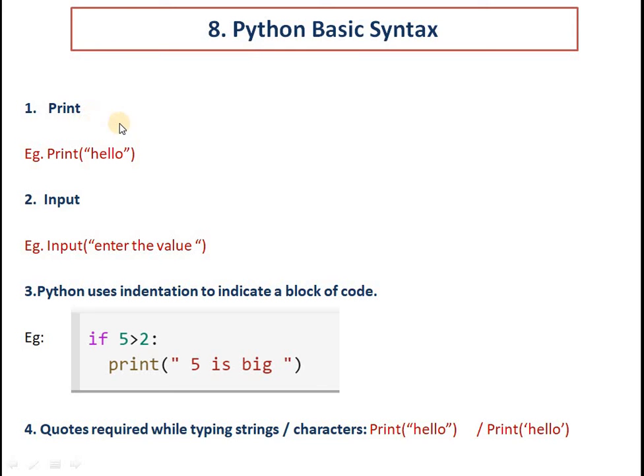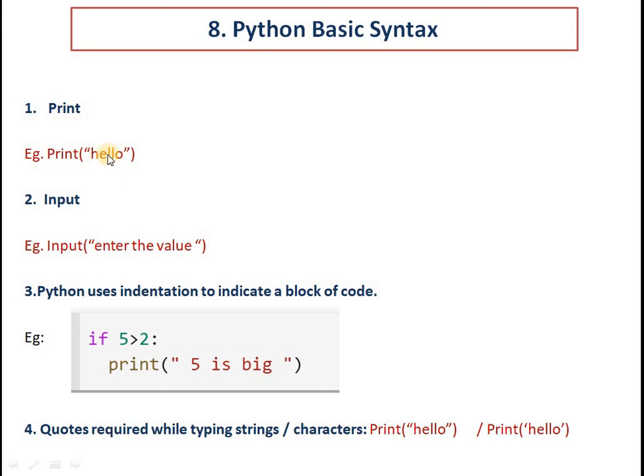First thing is print. Print is the statement, or print is the keyword that we use to display something to the user or to display something to the screen. If you type print within double quotes hello, it will just display hello in the output. So print is the statement, or keyword, that we use to print or display something to the user or the screen.